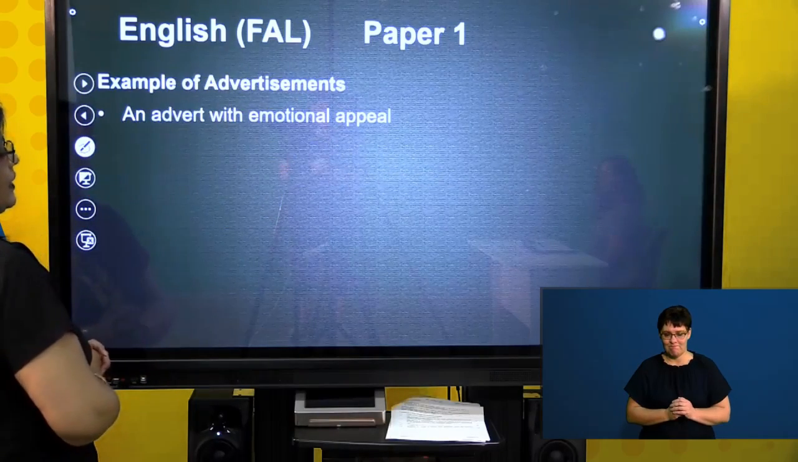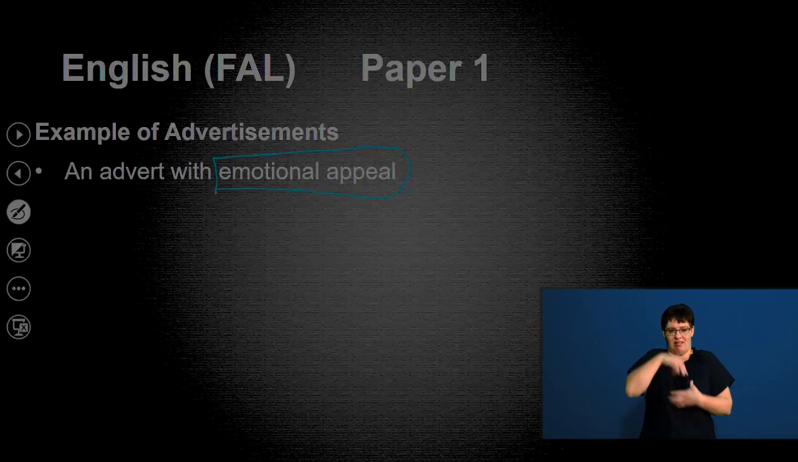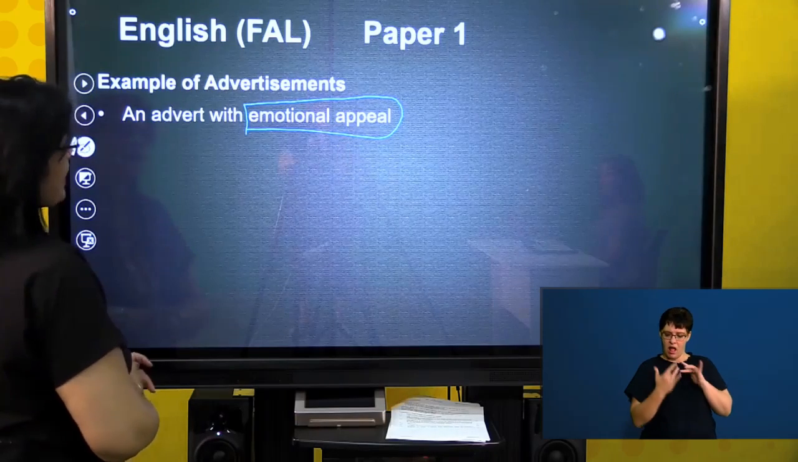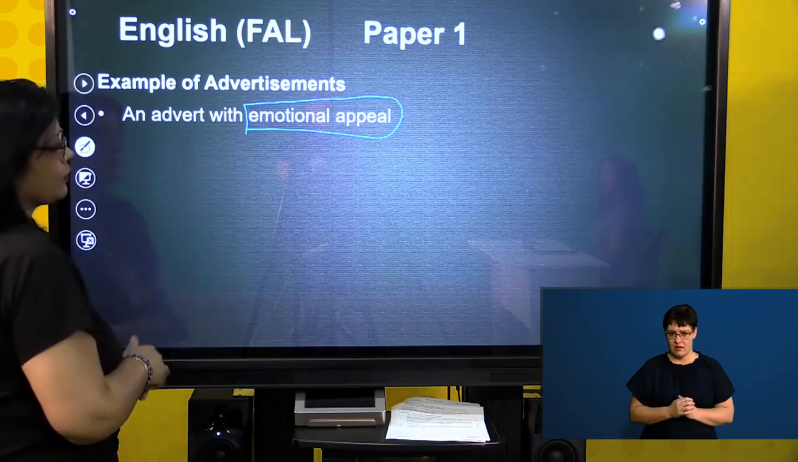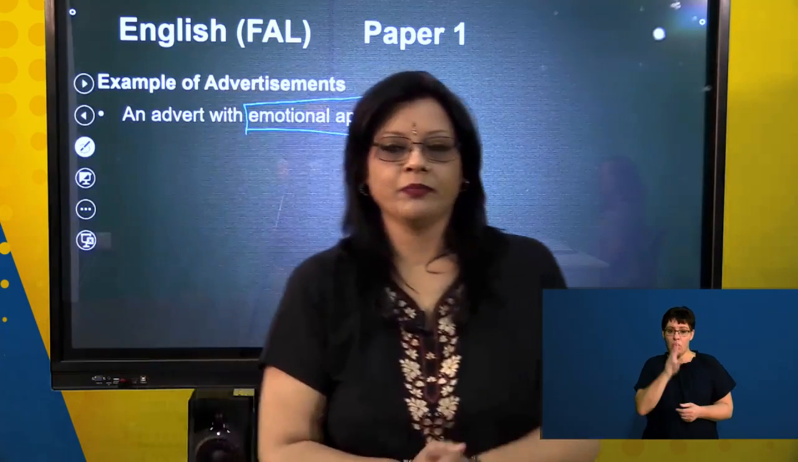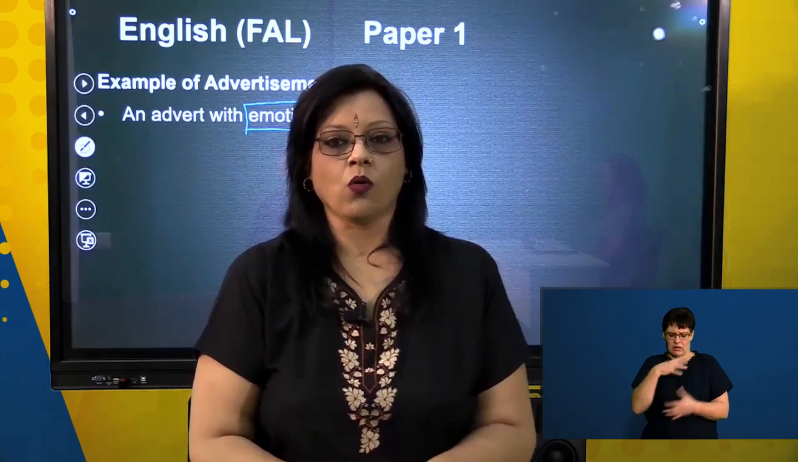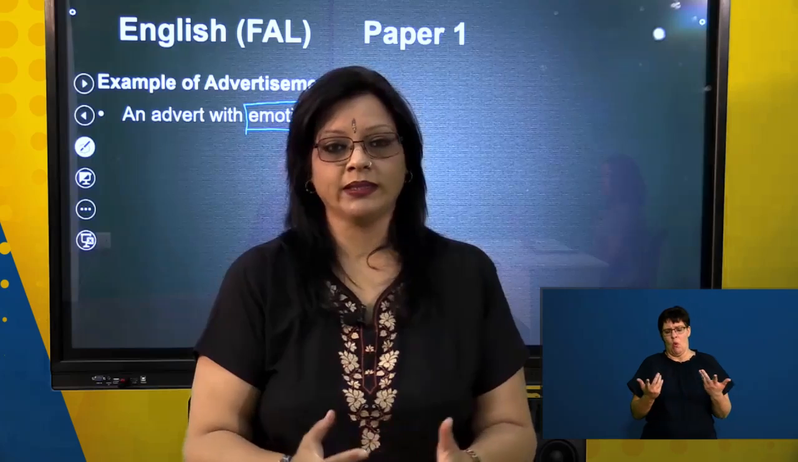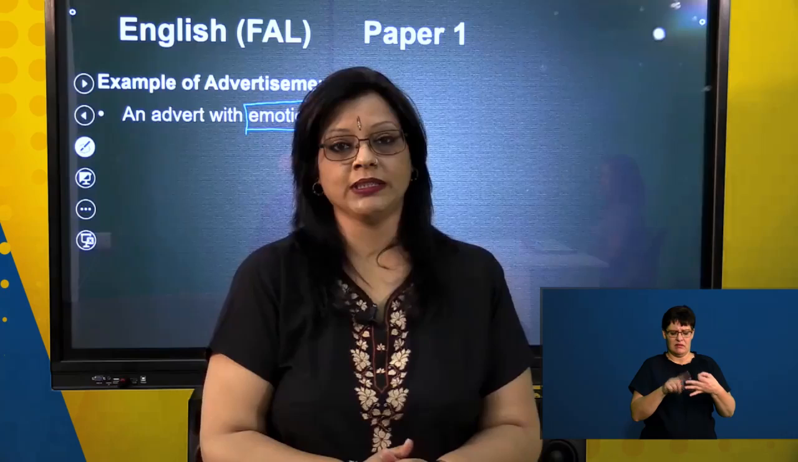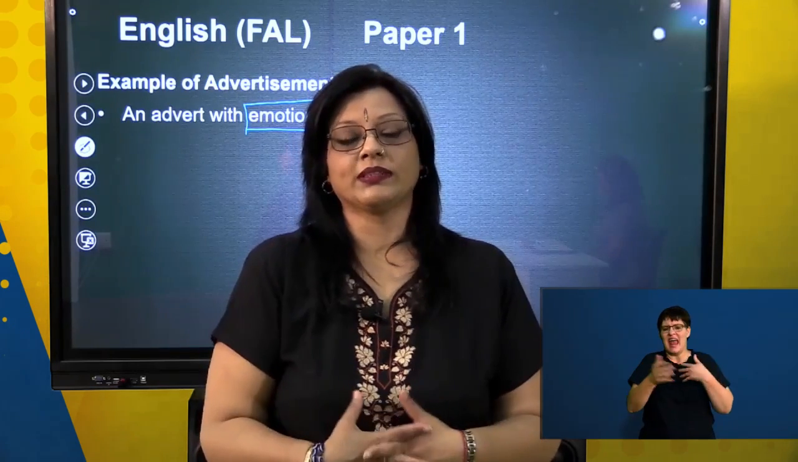So let's look at an advert with an emotional appeal. The emotional appeal is where it obviously appeals to your emotion. And there are many, many different things we can look at when we talk about emotional appeal. So when we look at emotional appeal, very often people are very troubled by the way they look, or it could range from weight, it could range from the color of your skin, it could range from the whiteness of your teeth, it could range from anything that's obviously troubling you as a person.